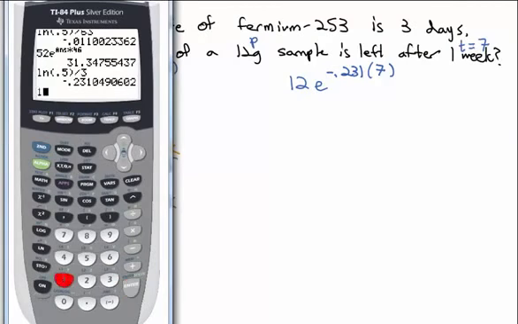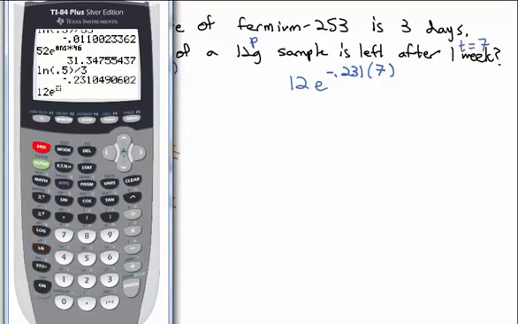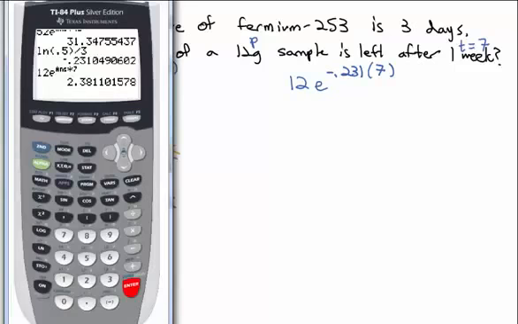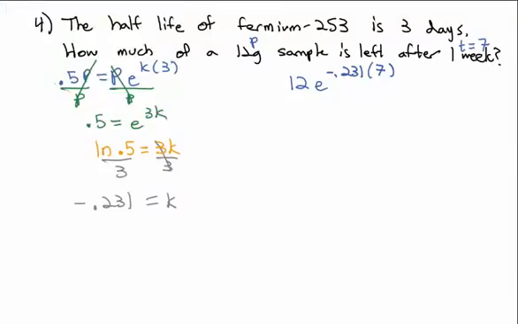So 12 e to the, notice that previous answer again, second negative sign gives me the previous answer, times 7. Enter. My 12-gram sample is down to 2.38 grams after 1 week. This stuff is very unstable. It doesn't stick around very long. It decays away pretty darn quickly.